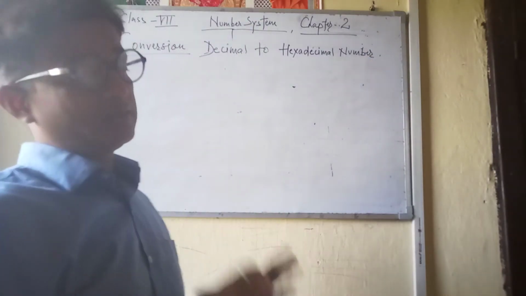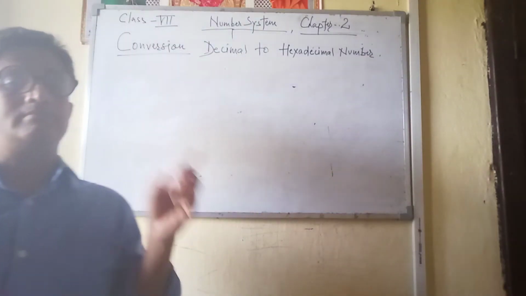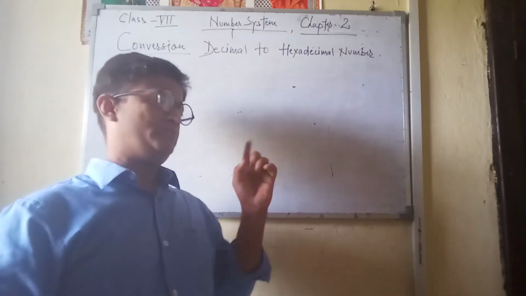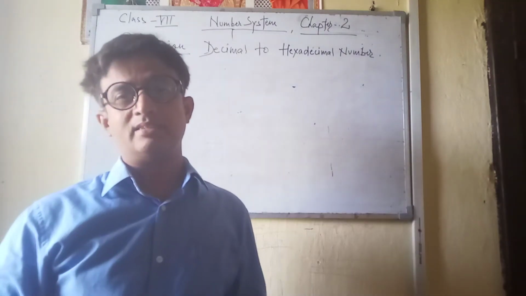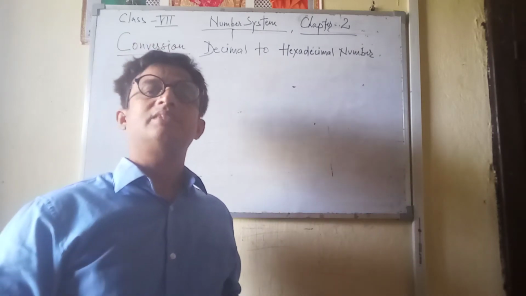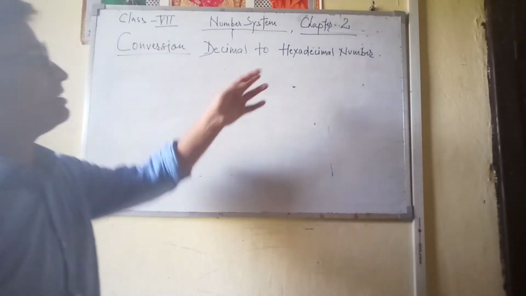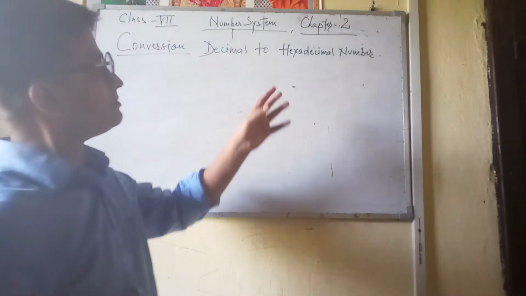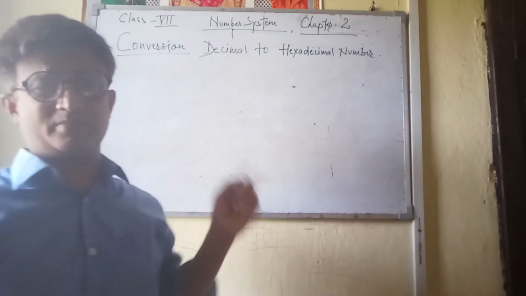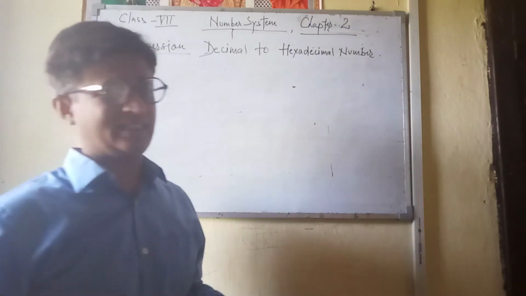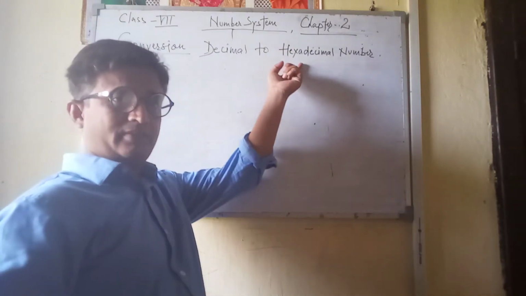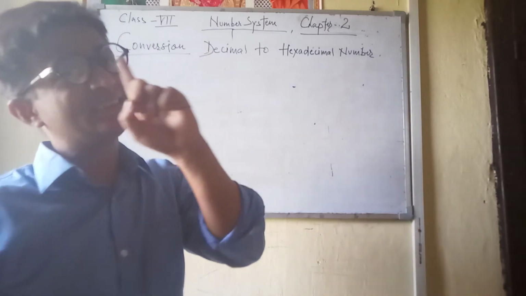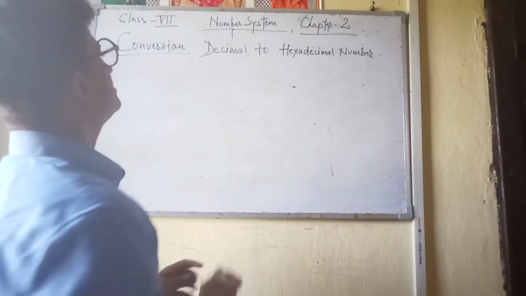Okay, same way. When converting decimal to binary, we divided by 2. When converting decimal to octal, we divided by 8. Here, the hexadecimal consists of 16 digits, and the base of the hexadecimal number is also 16. So here what will we do? We will divide this decimal number by 16 only.